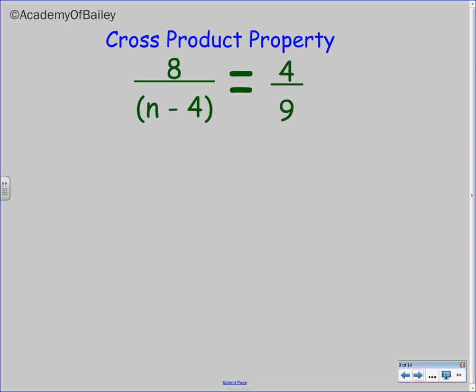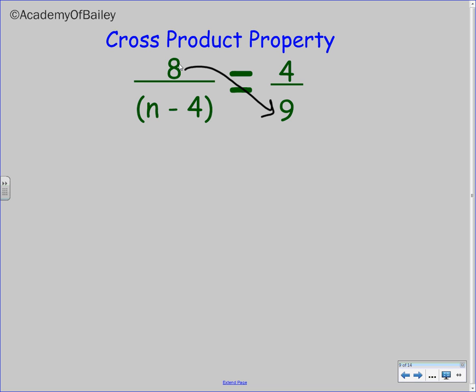Cross product property. Why don't you go ahead and try this cross product property on your own, and then you can go from here. Pause the video. Make sure you've paused the video and try it on your own, then see if your solution matches mine.